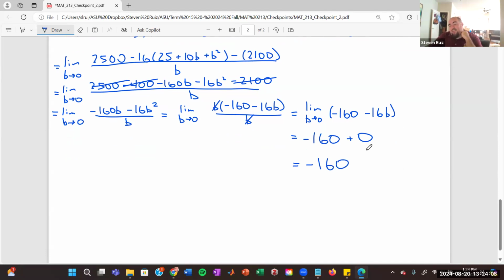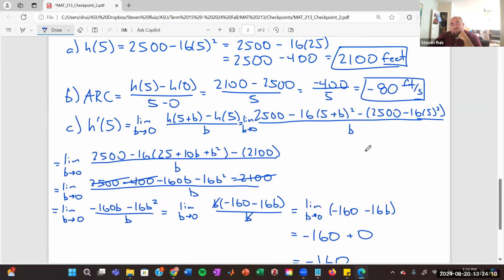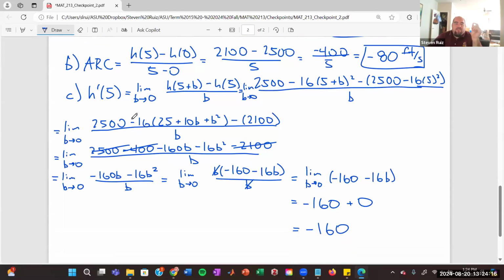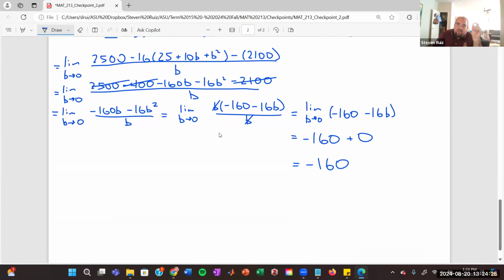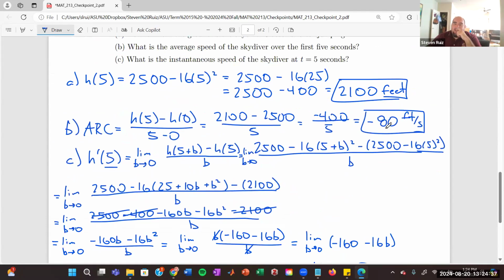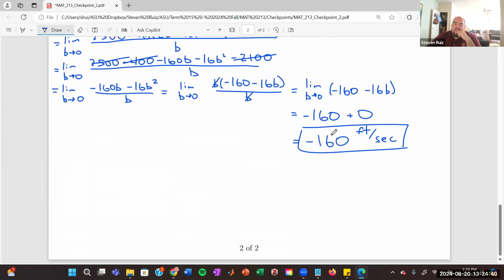So that was a lot of algebra. Let's remind ourselves what we just did. We found a number, negative 160. What is that? That is the instantaneous rate of change of the skydiver's height with respect to time at this particular time, t equals 5 seconds. So what we found is negative 160 feet per second. The average speed over this time interval was 80 feet per second downward, but we see that their speed at that exact moment, basically the end of that interval, is 160 feet per second downward.